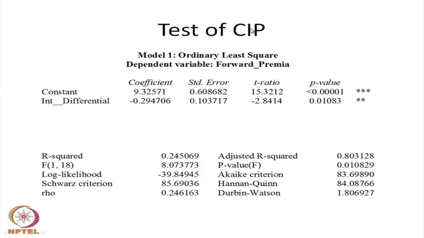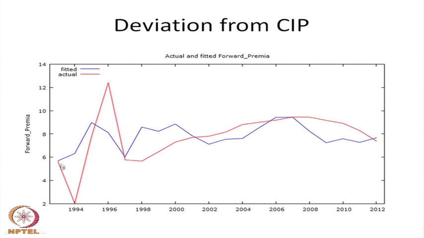Whether the CIP hypothesis is valid, you can see from the plot of the actual forward premium along with the estimated forward premium. I estimate the forward premium from this equation for every year, and I also have the actual data for every year, and plot these two. The red line indicates the actual forward premium from my data set, and the blue line indicates the predicted, fitted line as per the regression equation.